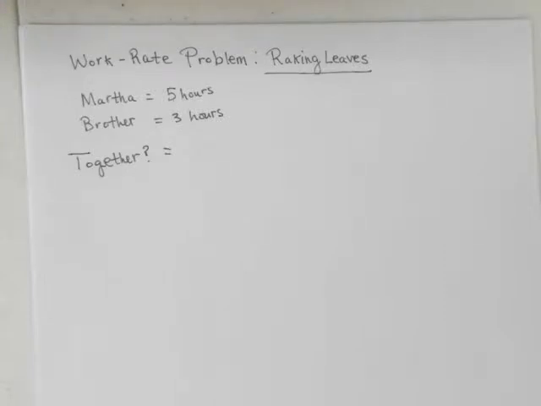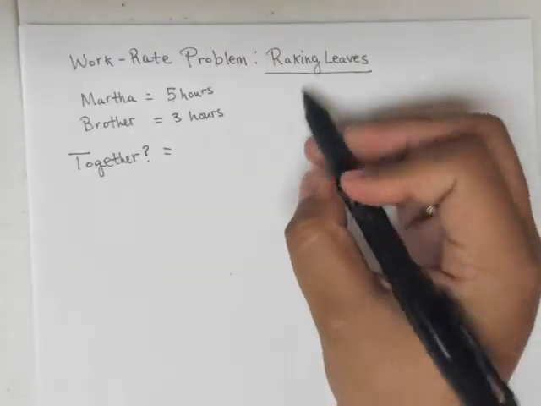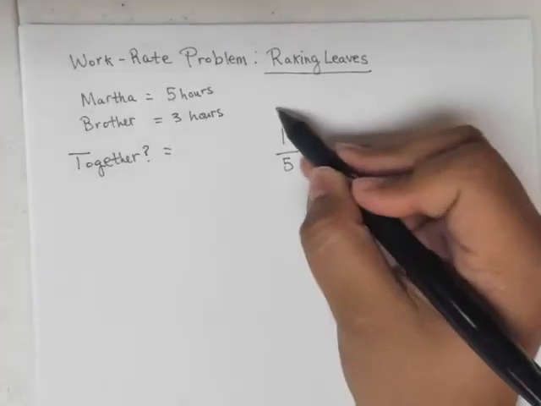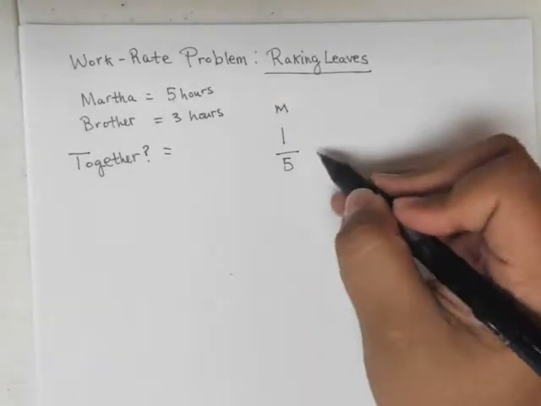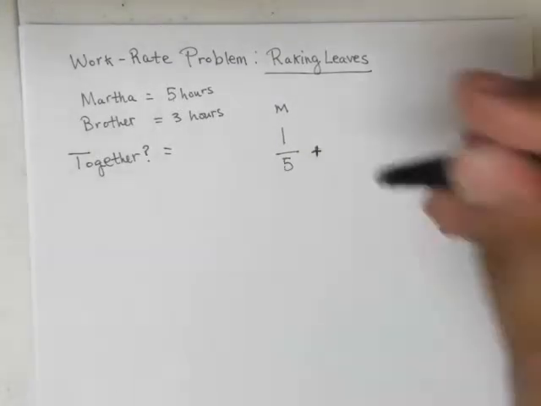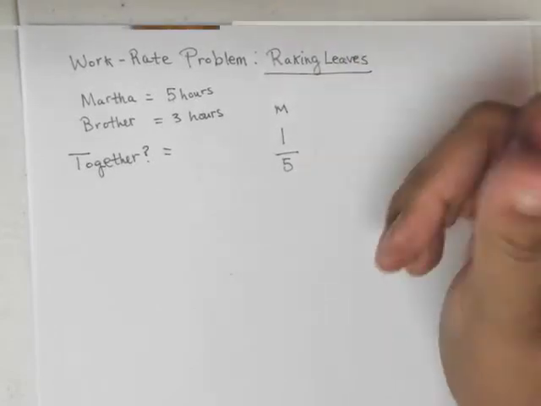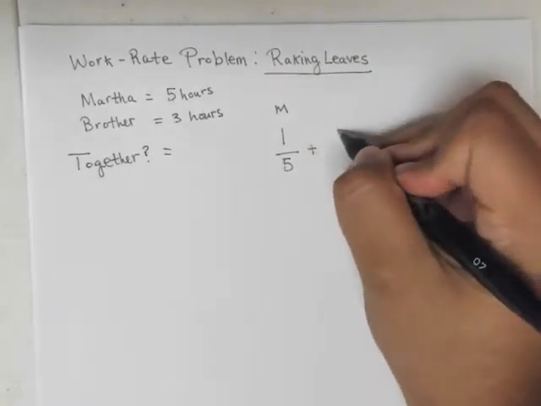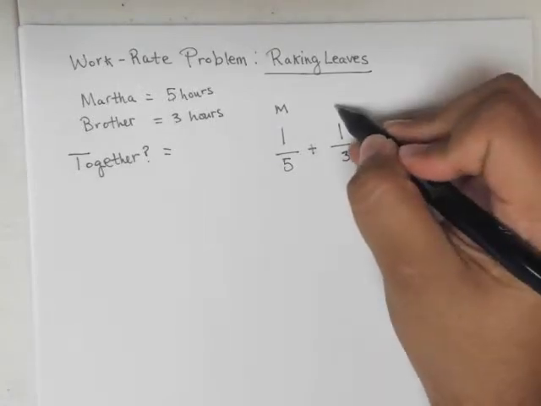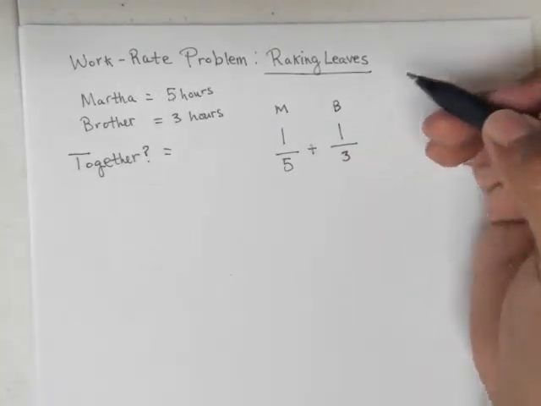All right, so what we're going to do is solve this using a rational equation. For Martha to complete this one job, it takes her 5 hours. So this represents Martha. And for her brother, we're going to put plus because we know they're working on this together. It's going to take him 3 hours to do the same one job. So we'll put a B for her brother.